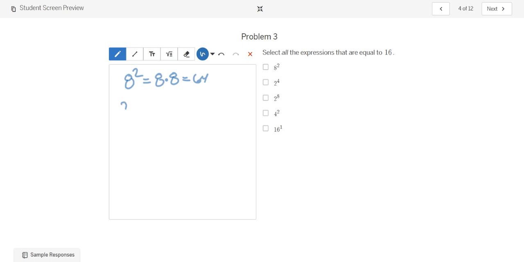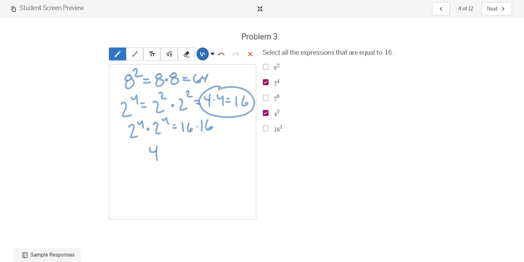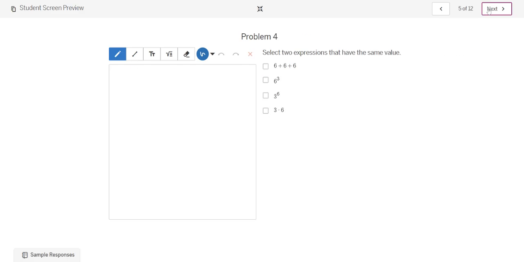The next one, 2 to the fourth power, is the same as 2 to the second power times 2 to the second power, which is 4 times 4, which equals 16. That is definitely it. Now, 2 to the eighth power is like 2 to the fourth power times 2 to the fourth power, which is 16 times 16, or 256. 4 squared is just 4 times 4, which we already did. And then 16 to the first power is just 16. So all of those three equal 16.